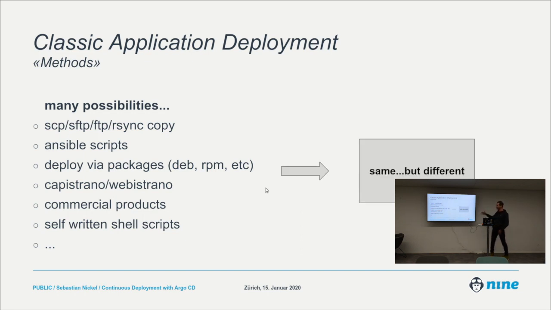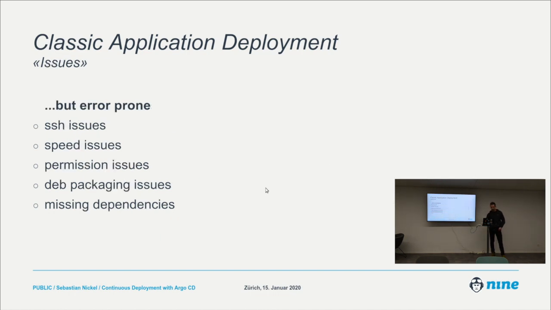In the end, they all want to copy code and maybe restart an application or empty a cache. So they all want to do the same, but we have very, very many possibilities there. And the issues with it are quite big, I'd say. Especially when I used Ansible, there were sometimes SSH issues if you have a rate limit or whatever. Then speed issues, even with Capistrano and Webistrano: a deployment took, I don't know, like 20 minutes or something like that. So really, really long, at least in my perception.